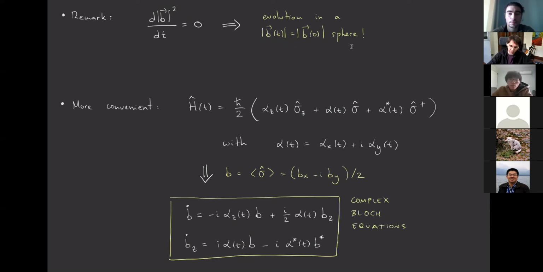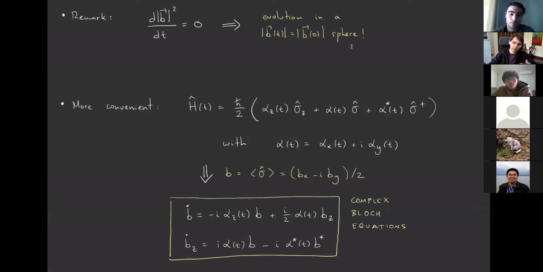And then finally, we also saw that we can redefine the Bloch vector in terms not of the X and Y components, but define a complex component out of them, that we simply call B. And this gives you the complex Bloch equations, which are the previous equations in terms of a complex variable B and a real variable B_z. So then we have just these simple looking equations. That is the form that we are using to essentially solve the problem.